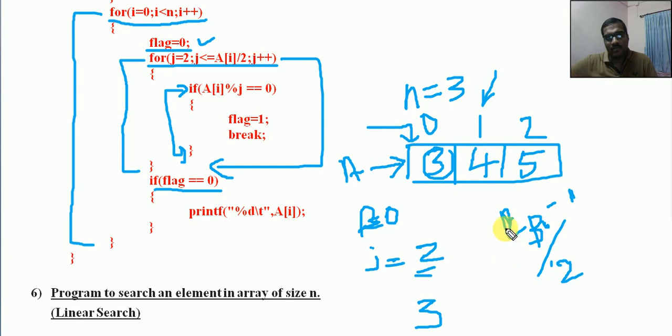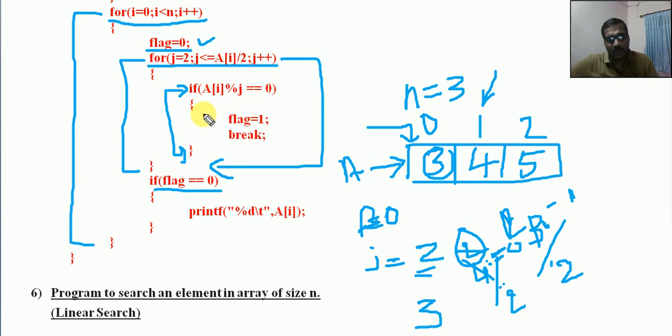4 divided by 2. That is again 2. Okay. So 2 less than equal to 2. True. It will enter into the body of the loop. If a of i, that is this 4 itself, modulus 2 is equal to 0. It will check for that. 4 modulus 2, it is 0 because we are getting the exact division here. So we are not having any remainder. So we are getting a 0.